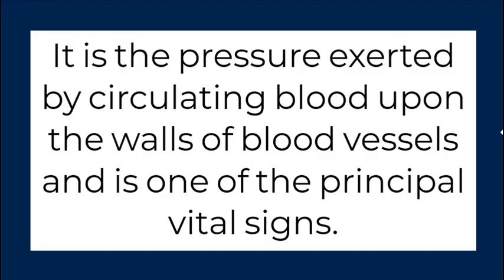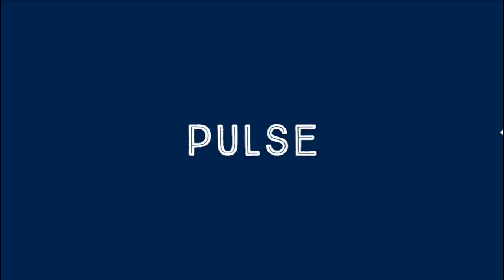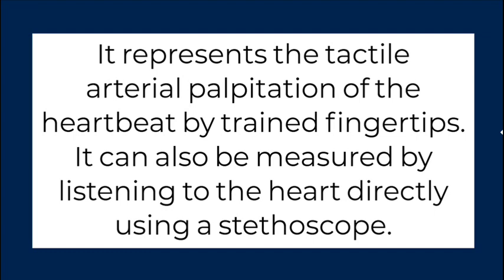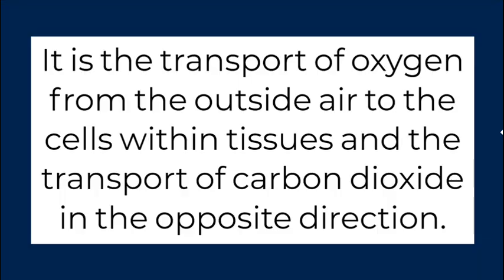Blood pressure. It is the pressure exerted by circulating blood upon the walls of blood vessels and is one of the principal vital signs. Pulse. It represents the tactile arterial palpitation of the heartbeat by trained fingertips. It can also be measured by listening to the heart directly using a stethoscope. Respiration. It is the transport of oxygen from the outside air to the cells within tissues and the transport of carbon dioxide in the opposite direction.